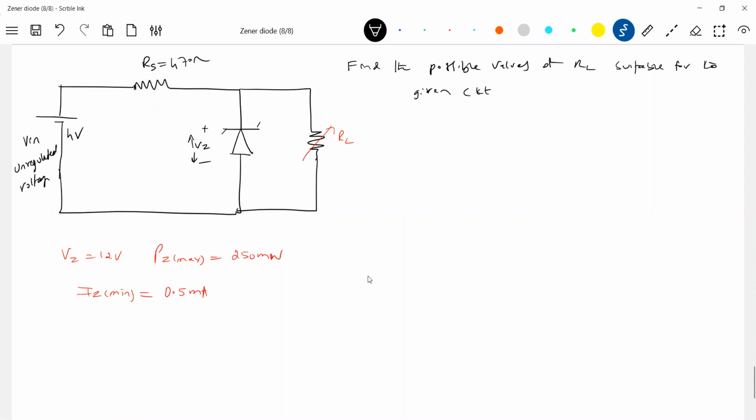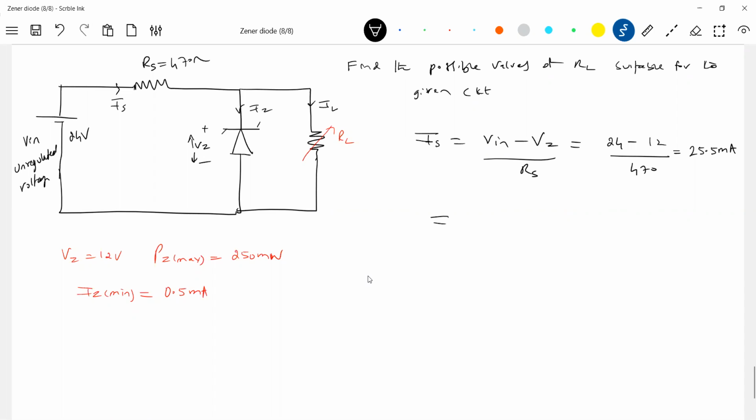First, we'll calculate the value of IS. I think this will be a very generalized one. What is IS equal to? V in minus VZ by RS. V in is how much? 40 volt. Sorry, 24 volt. 24 minus 12 by 470 is 25.5 milliampere. There's a value.